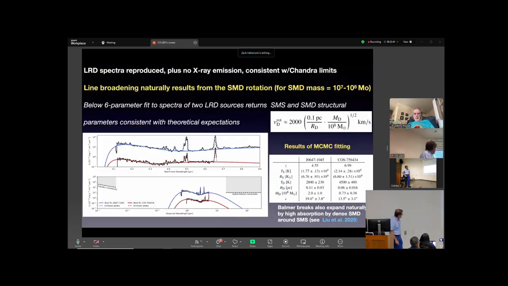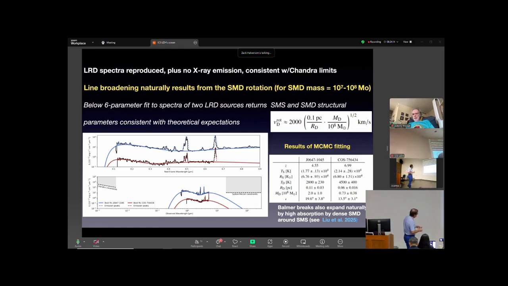And so in the end, what we did is, assuming that this is the system in place, we tried to see if we can actually match the spectra of little red dots using this configuration of a supermassive star surrounded by a supermassive disk. We took two examples of spectra in the paper that are some of the highest signal-to-noise ratio spectra that have been published. We didn't model the Balmer break.